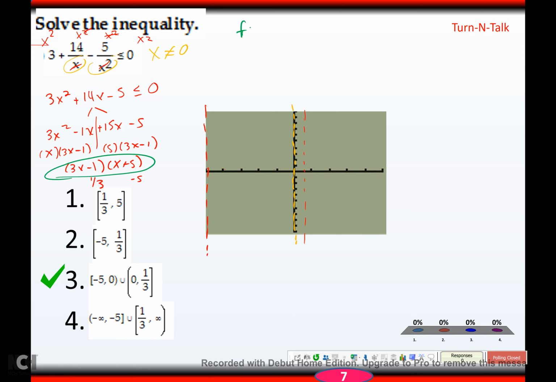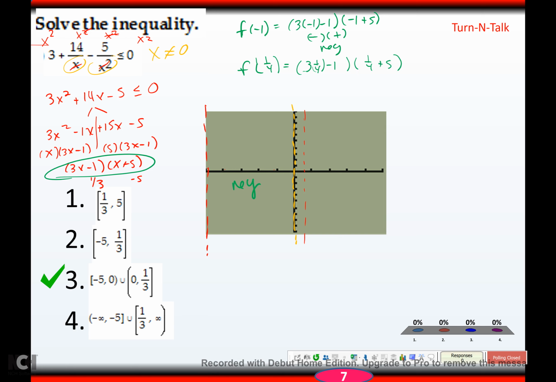So if I find f of -1, I would have 3 times -1 minus 1 times -1 plus 5. 3 times -1 is -3. That's a negative. That's a positive. That's going to be negative. So this section is negative. Pick something between 0 and 1/3. I'm going to pick a fourth again. So I would have f of 1/4 equals 3 times 1/4 minus 1 and 1/4 plus 5.